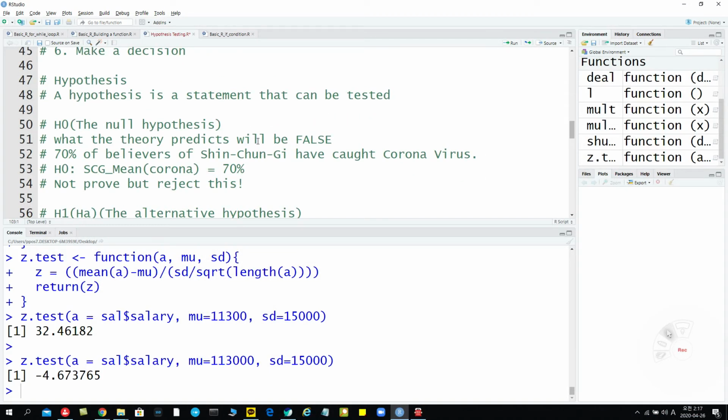Hypothesis. What is a hypothesis? A hypothesis is a statement. It should be a statement that can be tested. So we call it like this: H0 means the null hypothesis, which is what the theory predicts will be false. As researchers, we want to reject this null hypothesis.